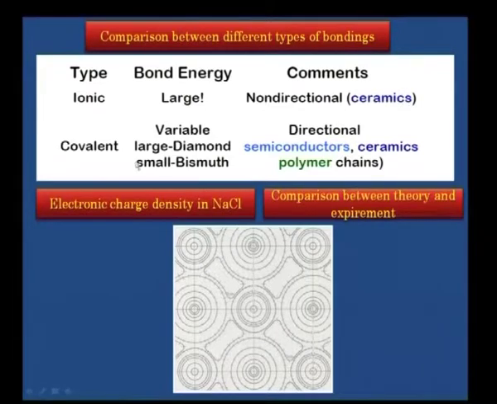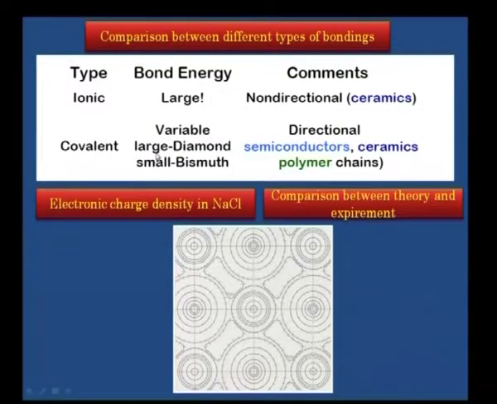Whereas in the covalently bonded solid, the bond energy will be large in the case of diamond. I told you in the case of diamond, the melting point is high. If the melting point is high, the bond strength also should be high, right? Tungsten, in a metallic system, the melting point will be high and the bond strength will be high. So, the bond energy will be large in the case of diamond. Diamond is an example of a covalently bonded solid. It is small in the case of bismuth, but the important point is directional bonding.